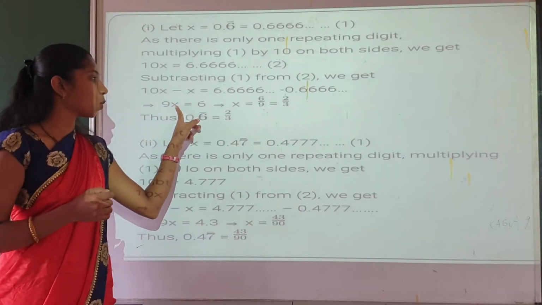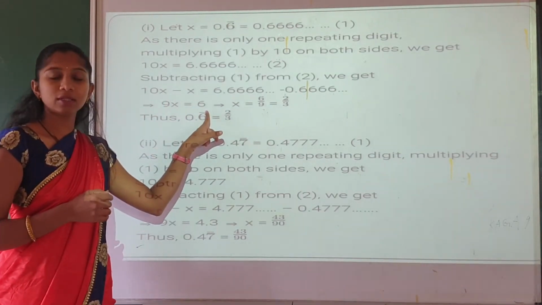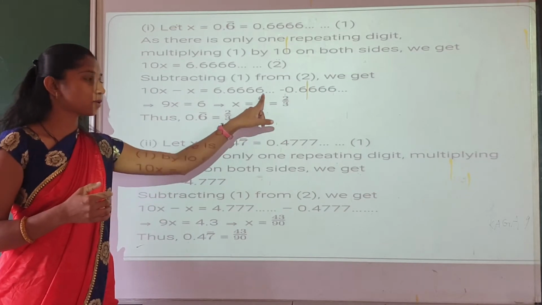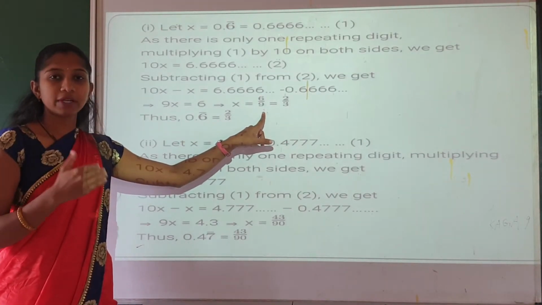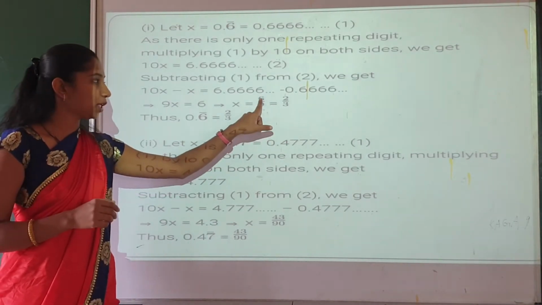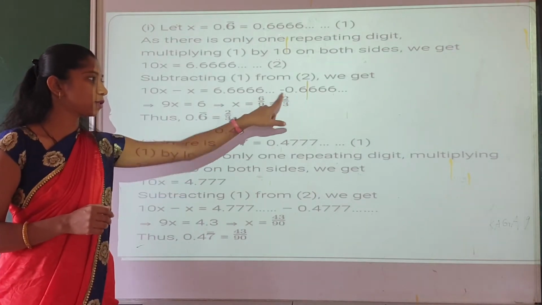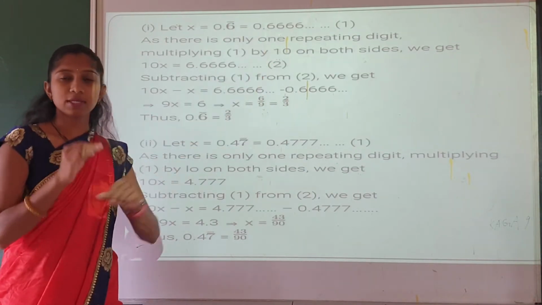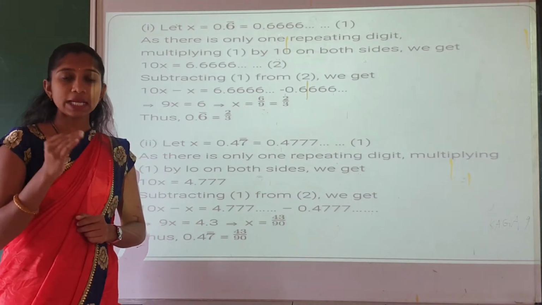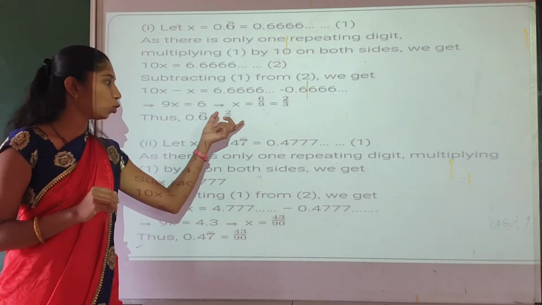Then x is equal to what? 9 will go to the denominator of the right side term. So x is equal to 6 by 9. 6 and 9 we can cancel by the number 3. 3 twos are 6, 3 threes are 9, means x is equal to 2 by 3. Then 0.666 is equivalent to the rational number 2 by 3.